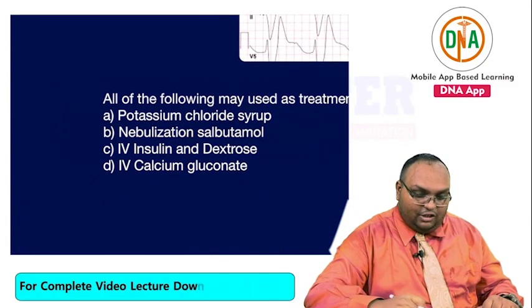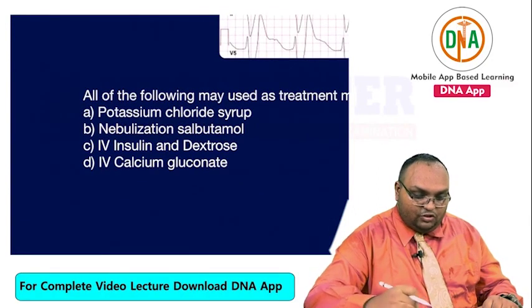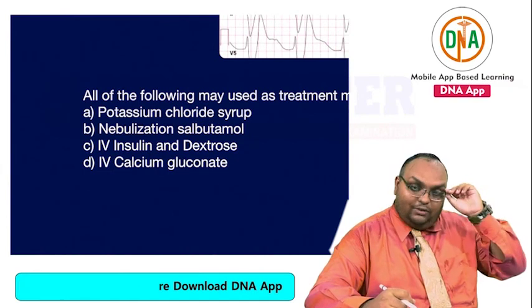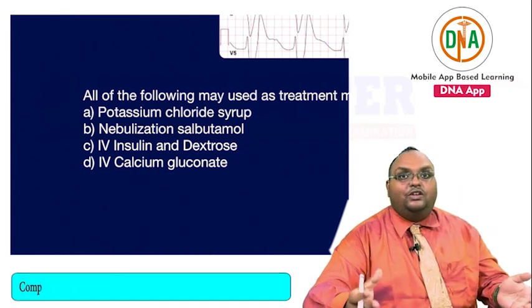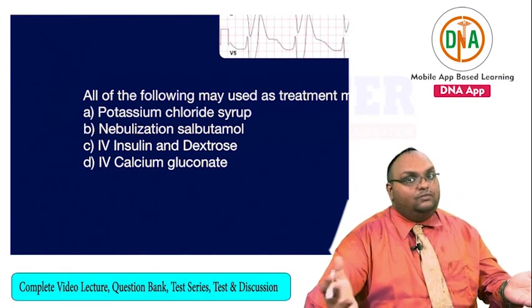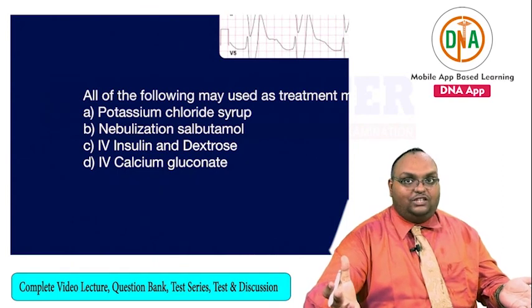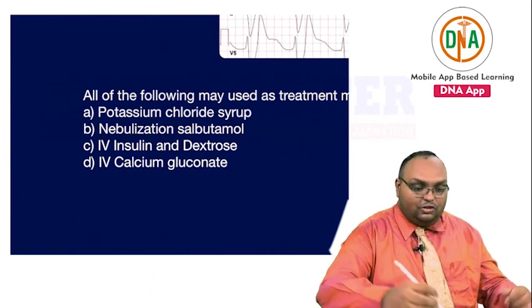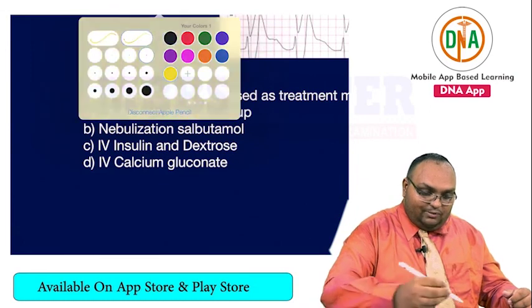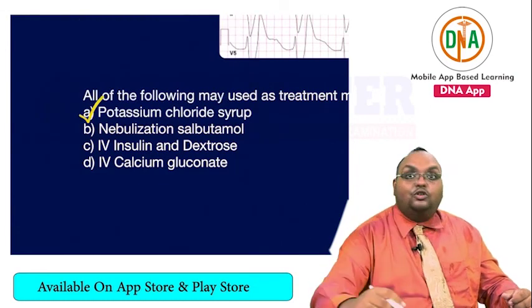I've already discussed 3 options with you: nebulization salbutamol, IV insulin dextrose, IV calcium gluconate. All can be used. In a situation where you already have excess of potassium, would you really benefit the patient by giving him potassium chloride syrup? No, you'll worsen the patient. So that is the odd one out. So all except is potassium chloride syrup. Thank you.